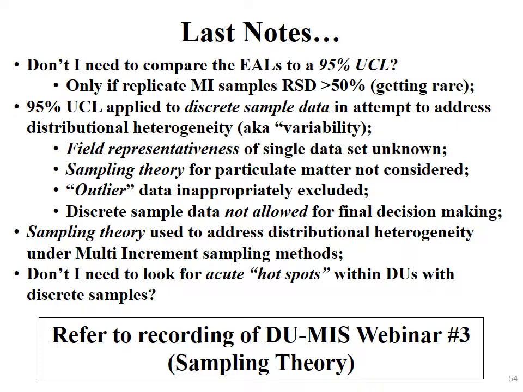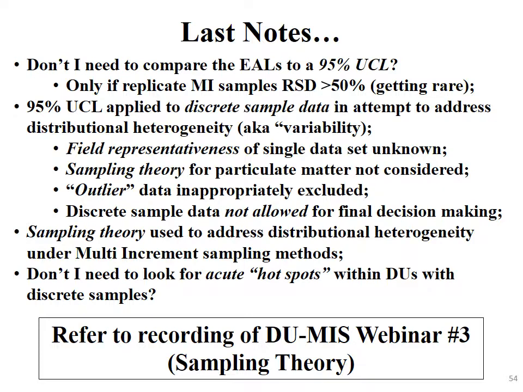Now, from an MI standpoint, when using multi-increment sampling approaches, you only need to calculate a 95% UCL and apply that to your data if the replicate multi-increment sample data relative standard deviation exceeds 50%. This is getting really rare.